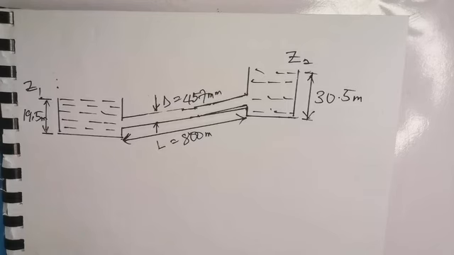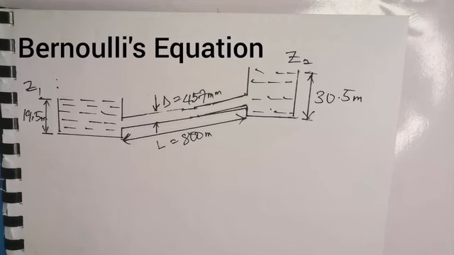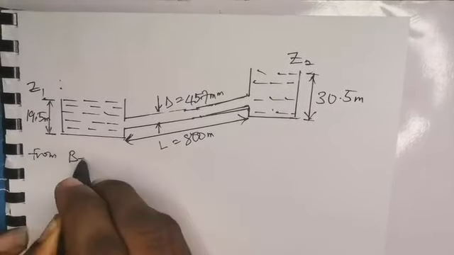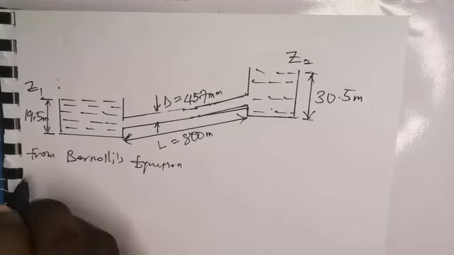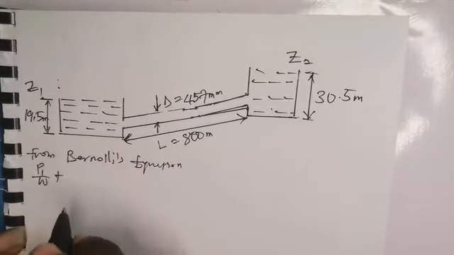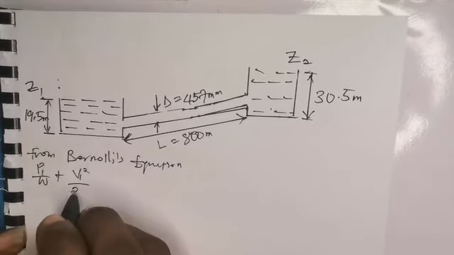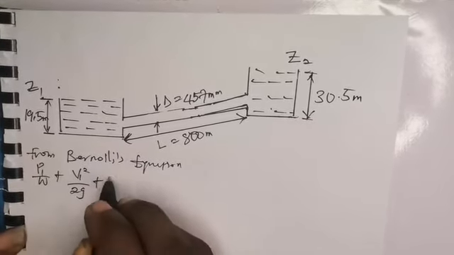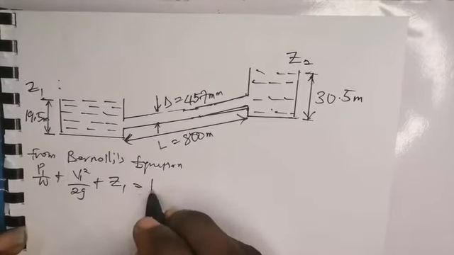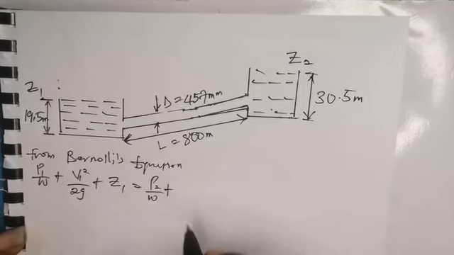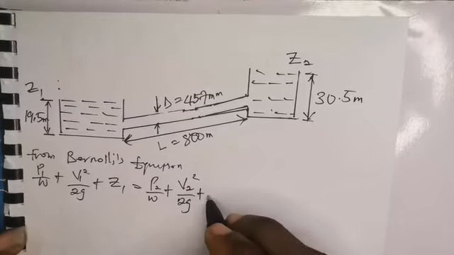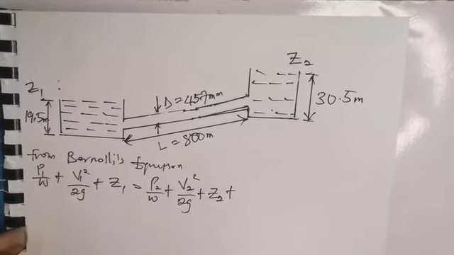Now to do this, we simply employ Bernoulli's equation. What is the Bernoulli's equation? From Bernoulli's equation, the pressure head at the inlet P1 all over W plus the kinetic head at the inlet V1 squared all over 2G plus the potential head Z1 at the inlet is equal to the pressure head at the outlet, P2 all over W, plus the kinetic head at the outlet V2 squared all over 2G plus the potential head at the outlet, which is Z2, plus all the losses.